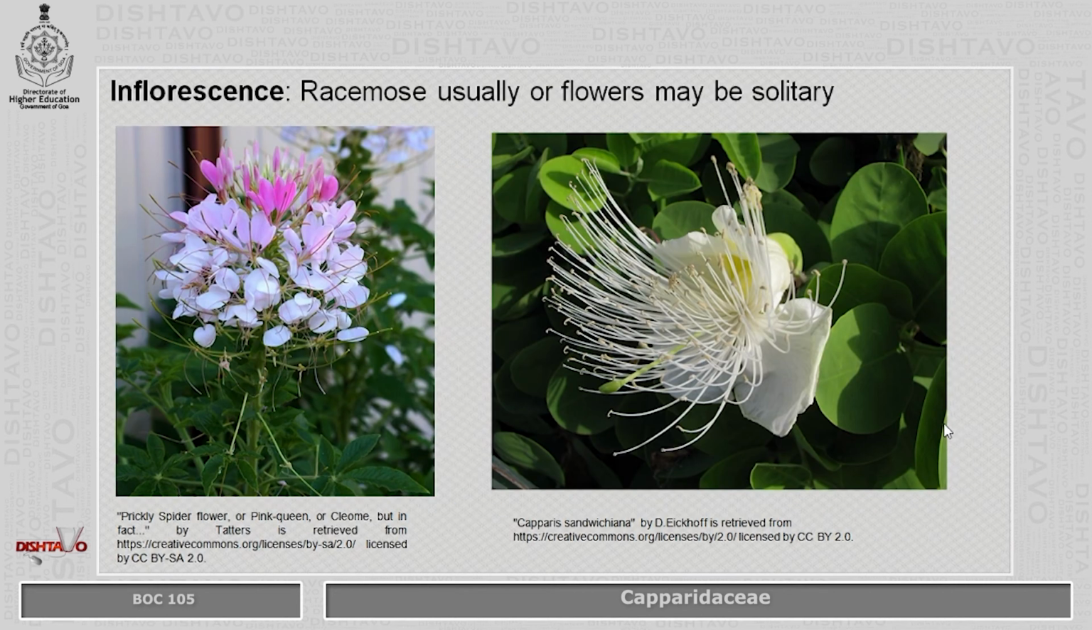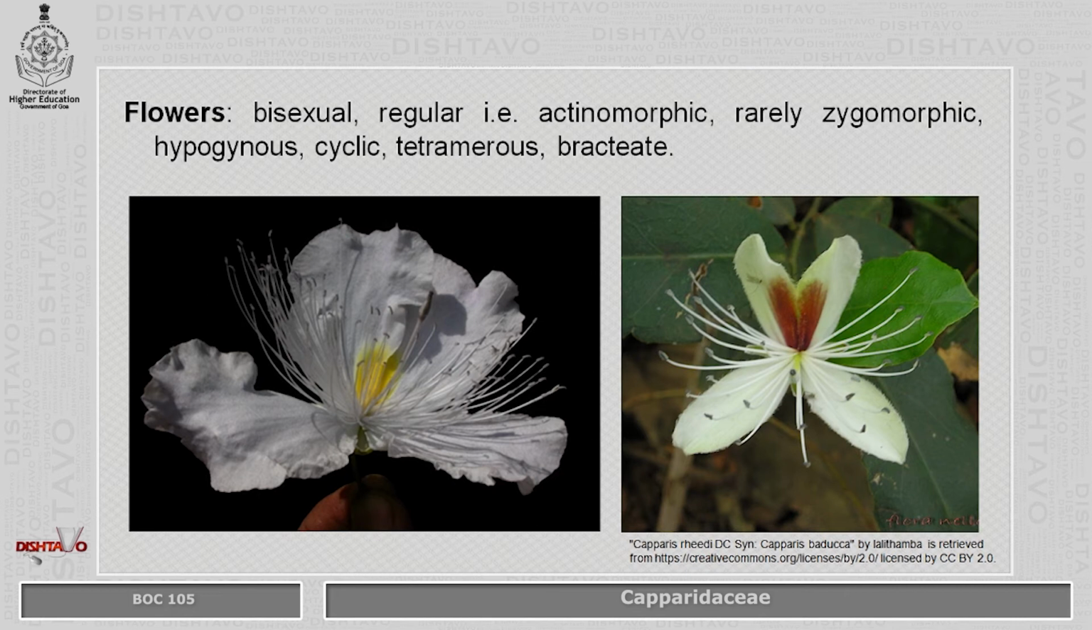Inflorescence is racemose usually, and sometimes the flowers may be solitary. Flowers are bisexual, having both androecium and gynoecium. They are regular, actinomorphic. Regular means having all the whorls. But as I said, sometimes a single petal may get modified to make it zygomorphic. Flowers are hypogynous, ovary superior, cyclic. They are tetramerous. The calyx and corolla lobes are 4. Stamens may be indefinite. Bracts are often present, that is bracteate.